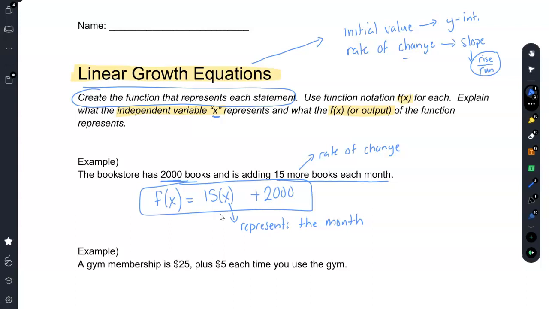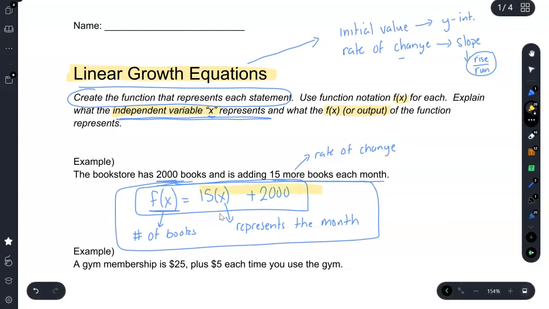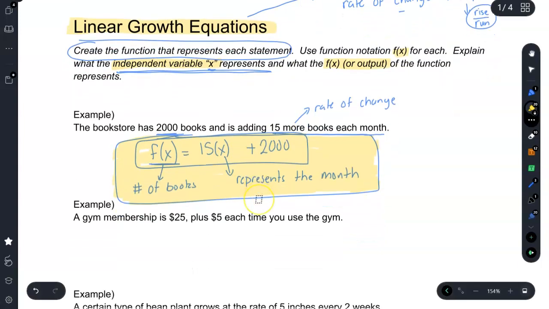But x represents the months, so that is me telling you what my x represents. And then f of x is the output, and this is going to be the number of books in the library. So I want all of this as your answer. I need the entire thing, and that's going to be this first linear equation where you're also explaining to me what your x stands for and what the function or the output f of x is representing.